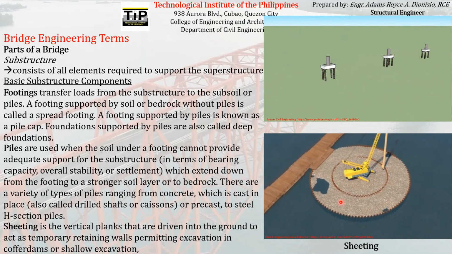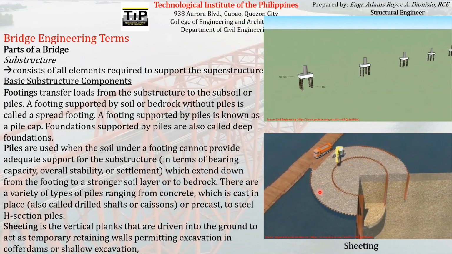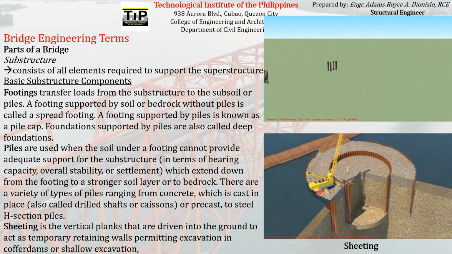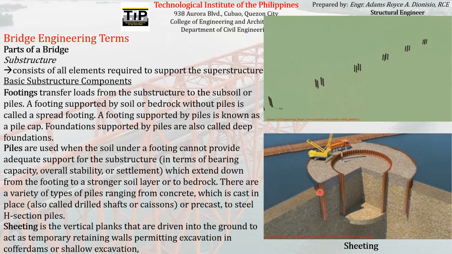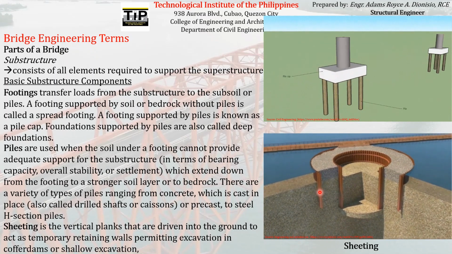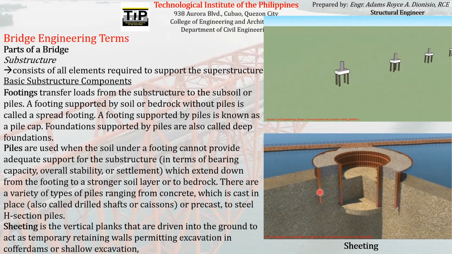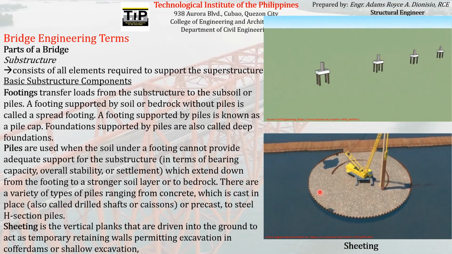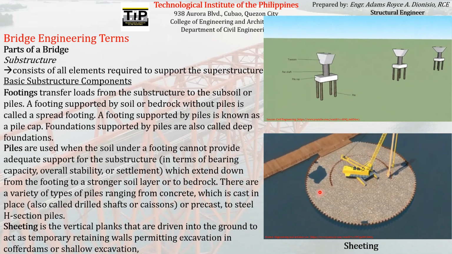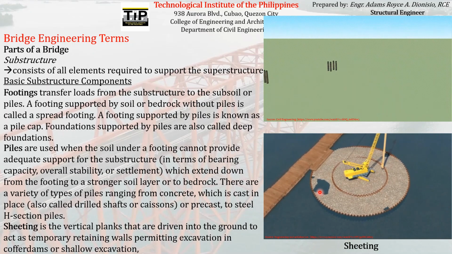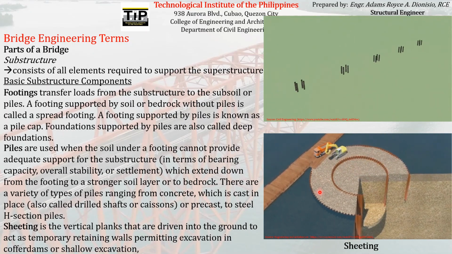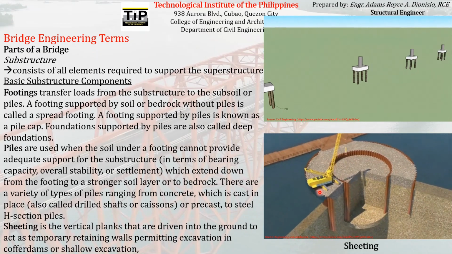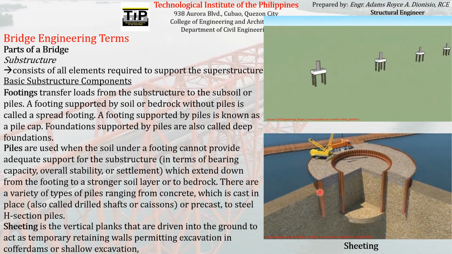You can also find sheeting sometimes on the sides of a river. Another purpose of sheeting is to act as a retaining wall. That's why we also use it on the sides of a river, so that we can retain the soil on the side of the river, and this earth will be retained and will prevent erosion on the river.